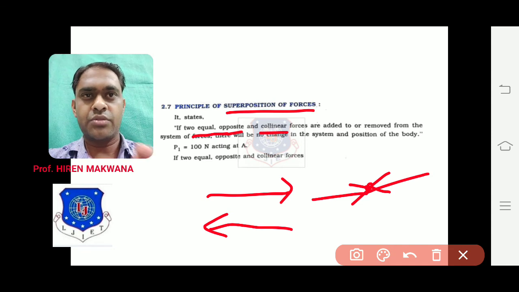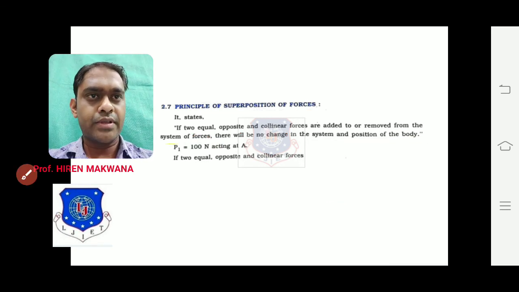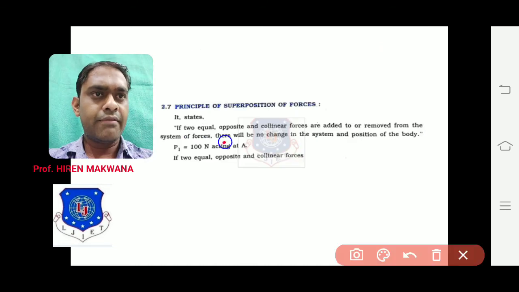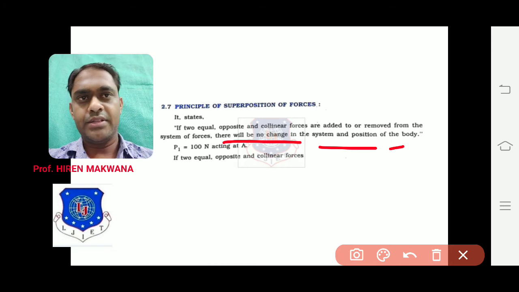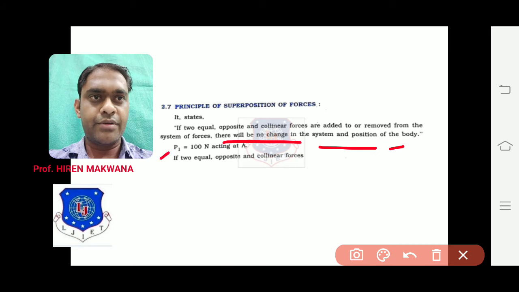assume Newton's third law, action versus reaction, are added or removed from the system of forces, then there will be no change in the system and position of the body. Means if two equal forces are added or removed from the system, then there will be no change in the position of the body. Let us see P1 acting 100 Newton at A.